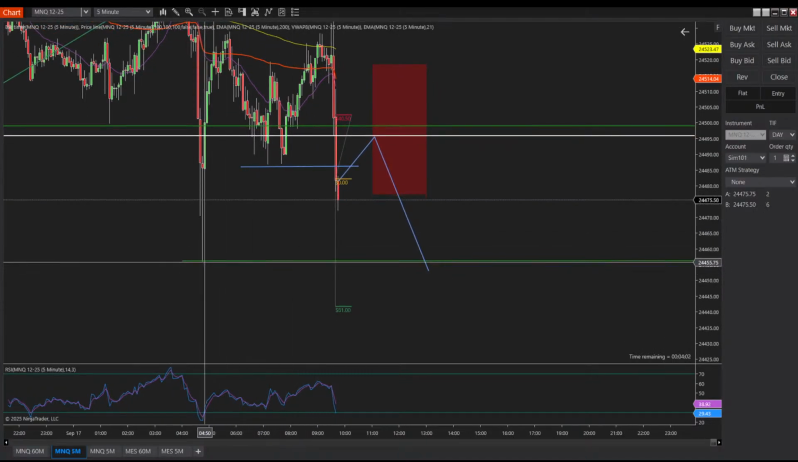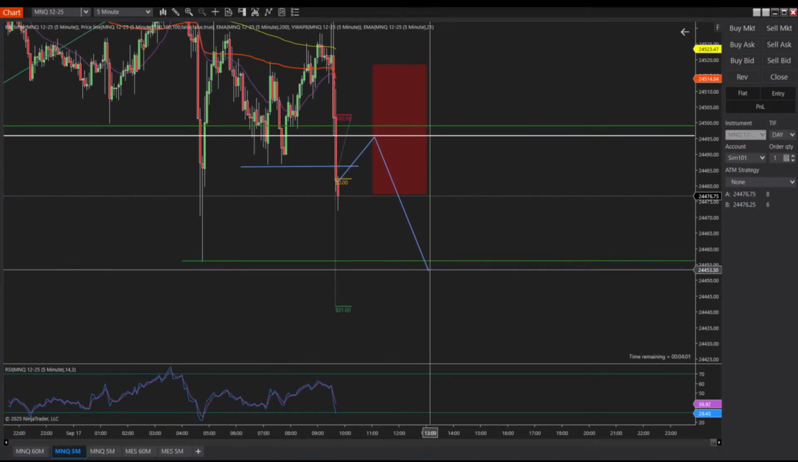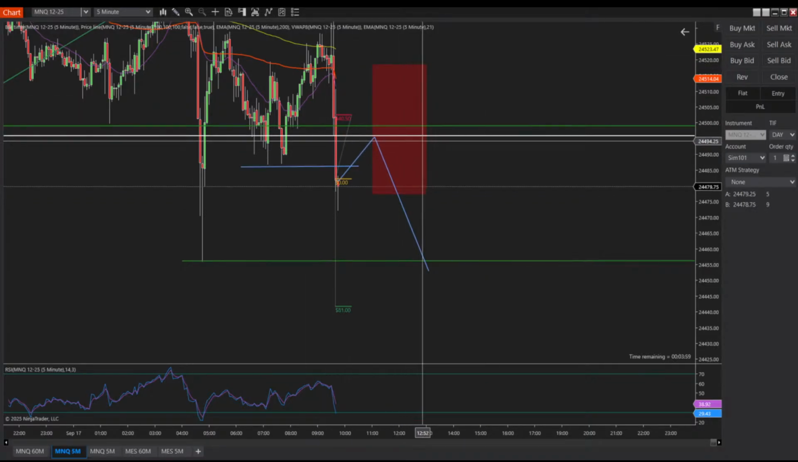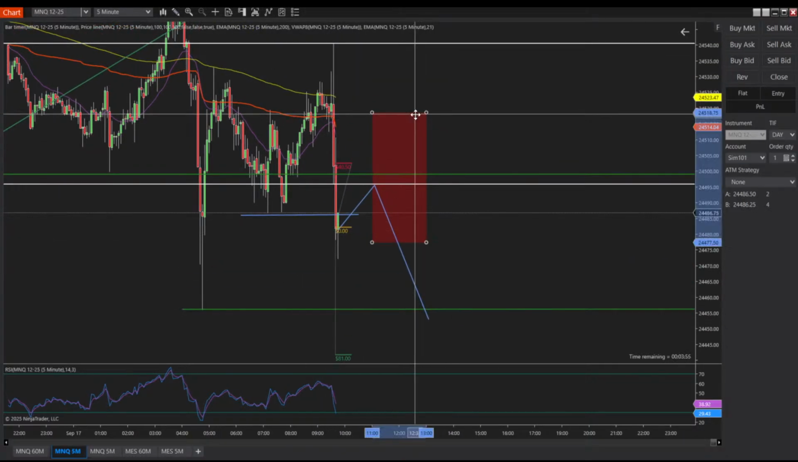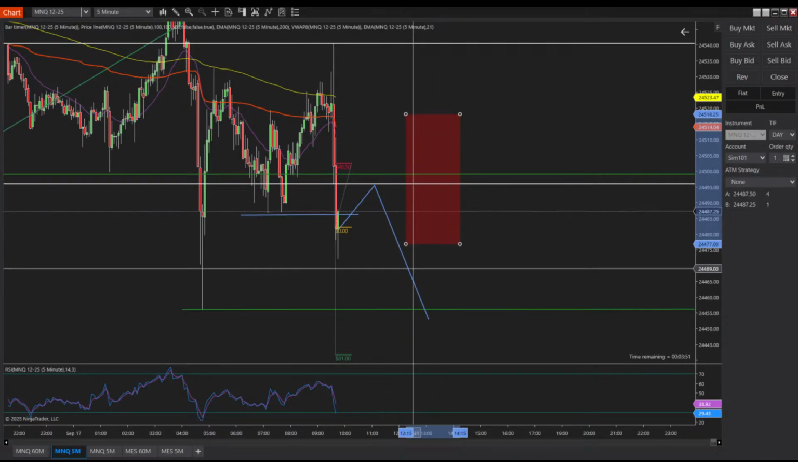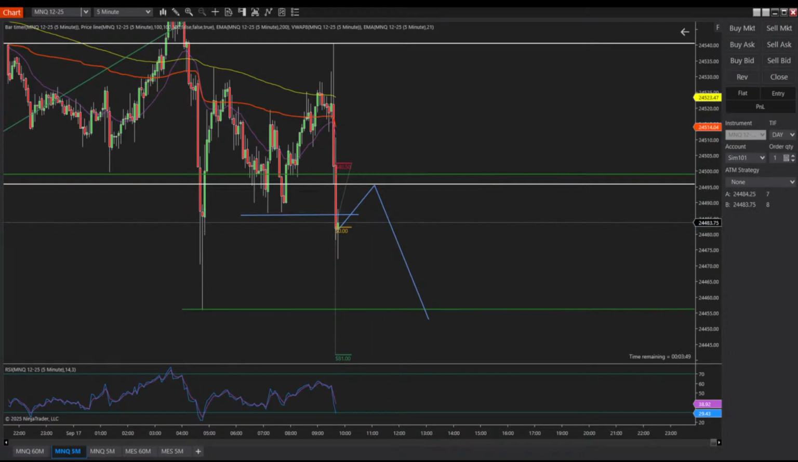They would maybe sweep into this low right here before we go back up. I can go ahead and remove this. It's just our candlestick that we were initially kind of looking for.